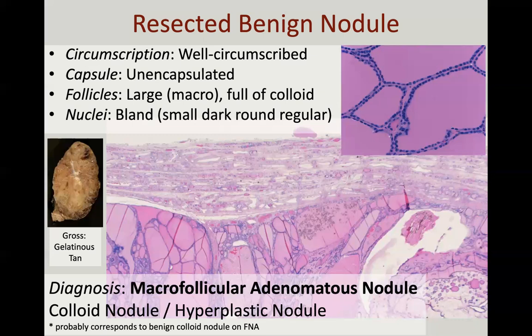Therefore, it doesn't matter if you're calling it benign, whether you're calling it a neoplasm, a hyperplasm, a colloid nodule, it doesn't actually matter. So we kind of use the term adenomatous, meaning could be a neoplasm, don't know, doesn't matter. Okay, hopefully that makes sense to clarify why we use that term.